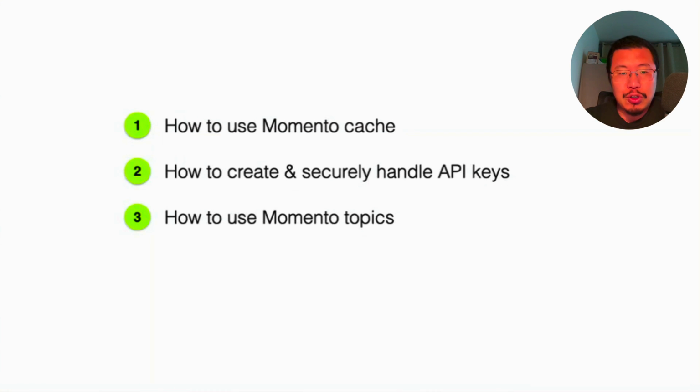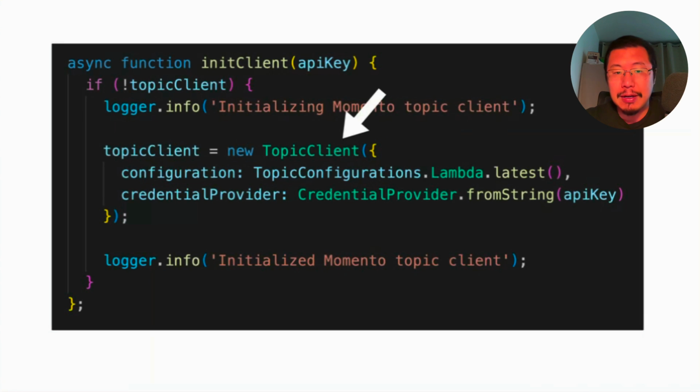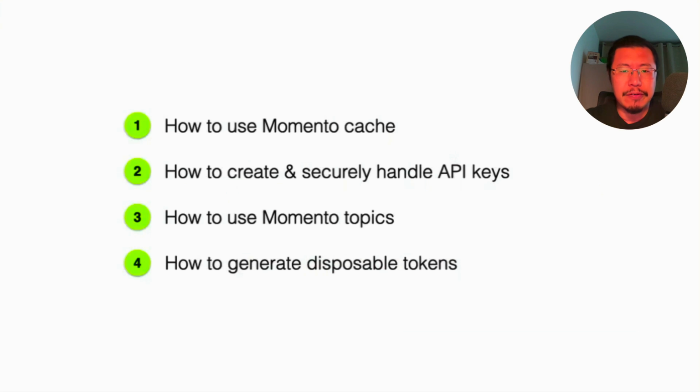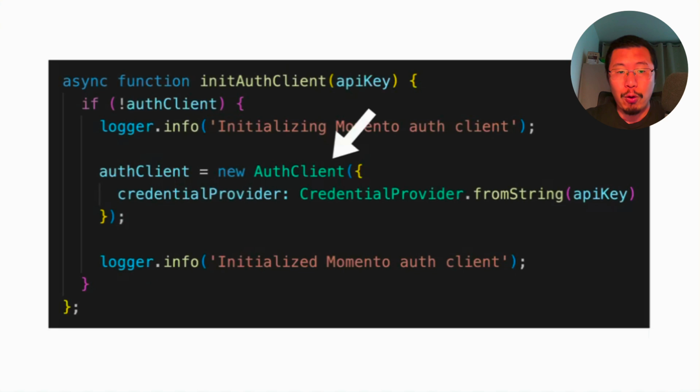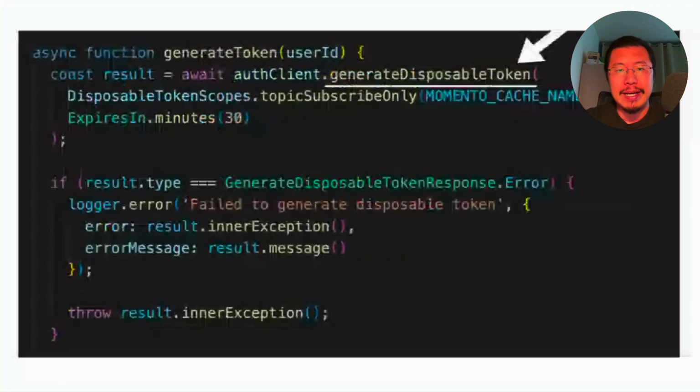And again, you just create an instance of the topic client from the Momento SDK, and you can do this from your backend or from your front end. But you don't want to hard code your API keys in the front end, and instead you should have your backend generate those disposable tokens for the front end to use. And you can do this with the auth client, which requires you to set up Momento super user keys. So you can use the generate disposable token method to create a temporary token for the front end.